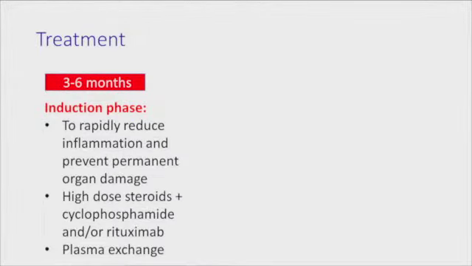So for treatment, I'm only going to go over this very briefly because another speaker went into a lot of detail this morning. Basically, in general, we differentiate two different phases for the treatment. The first one is the induction phase. That normally takes between 3 and 6 months, and the goal of this phase of treatment is to rapidly reduce the inflammation and prevent permanent organ damage. It's normally done by using high doses of steroids, many times IV steroids at the beginning, and then switching to high doses of oral prednisone.